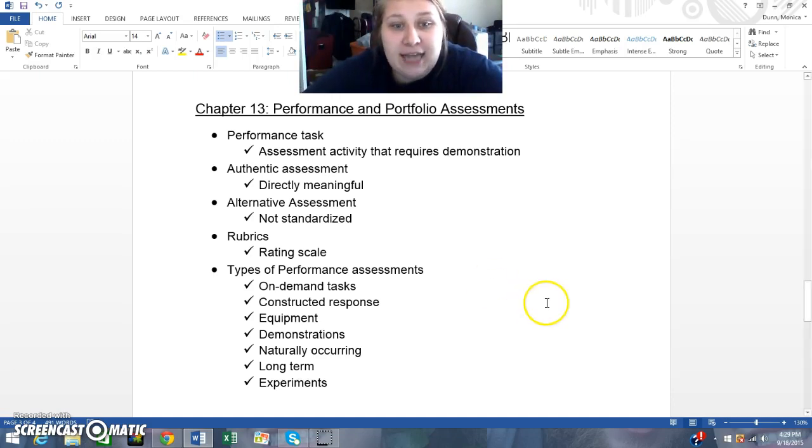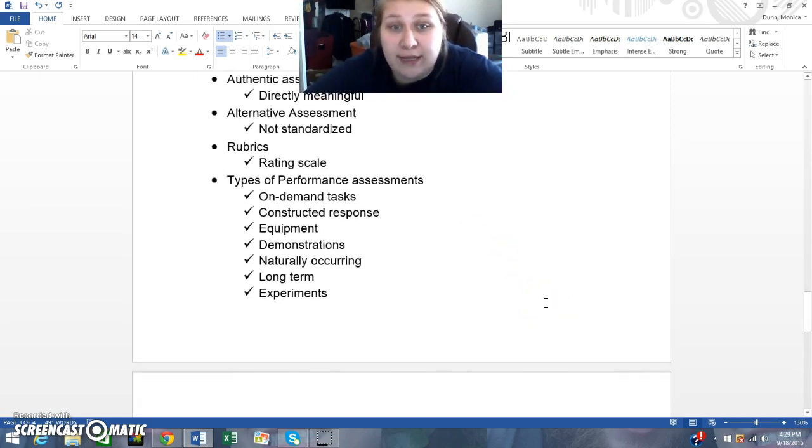Okay. There's many types of performance assessments. There's on-demand tasks, constructed responses, equipment assessments, that's like maybe using a microscope in a lab, demonstrations, naturally occurring. Those assessments usually happen on the playground, maybe to see how this student is interacting with other students just on a normal basis.